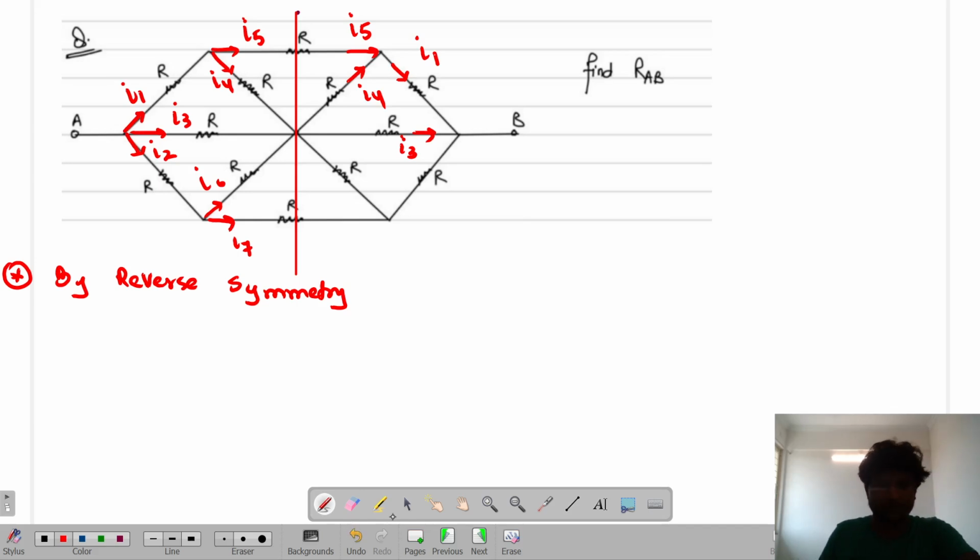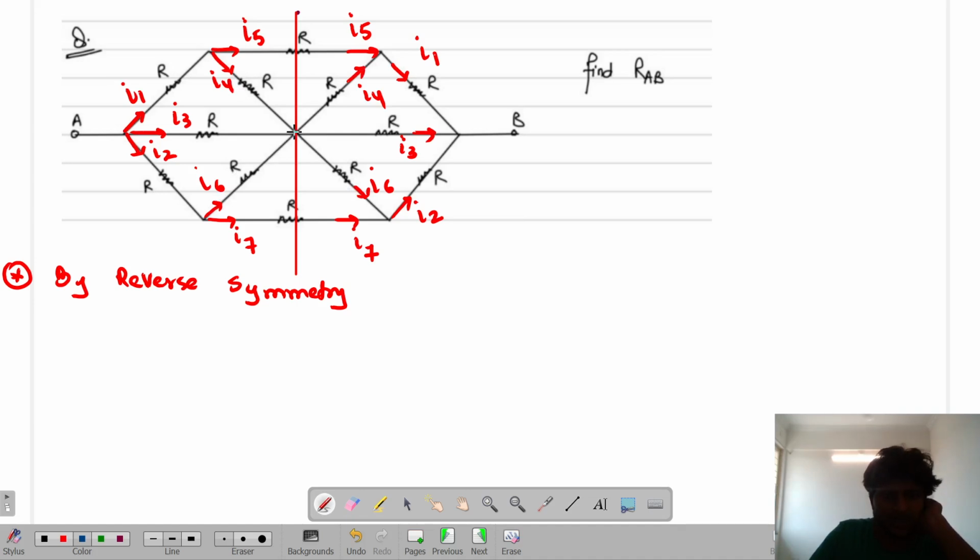Let me write it perfectly: I6, I7. So here also it is I7, I6, and then I2. So if this is I4 and this is I4, and this is I6 and this is I6.